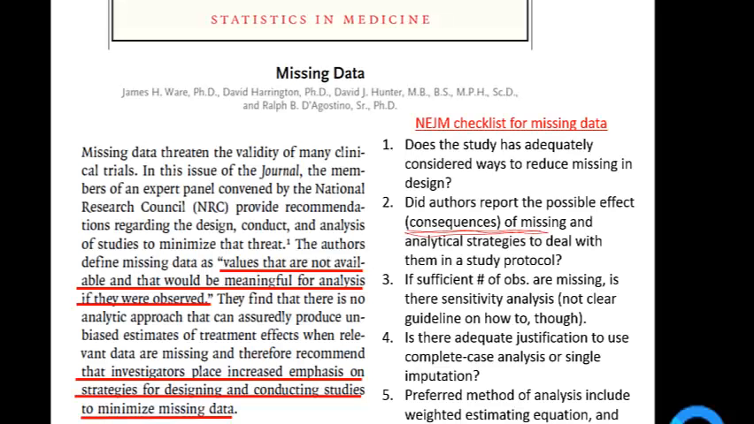And so, last year, the New England Journal of Medicine published a checklist to provide guidelines to authors on how to deal with missing data. In this guideline or checklist, they put 5 items. These are questions a New England Journal of Medicine statistician might ask.